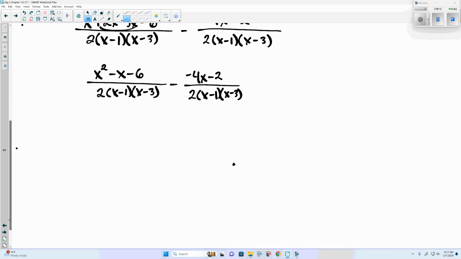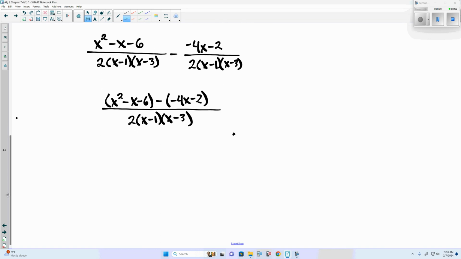Now, yesterday I said putting parentheses around our sum when we're adding two rational expressions is not overly important. You can do it. It's not going to hurt anything. If you don't do it, it's not going to hurt anything. But we do need to be careful with subtraction. Because when we go to subtract these, we have to be careful with the signs.